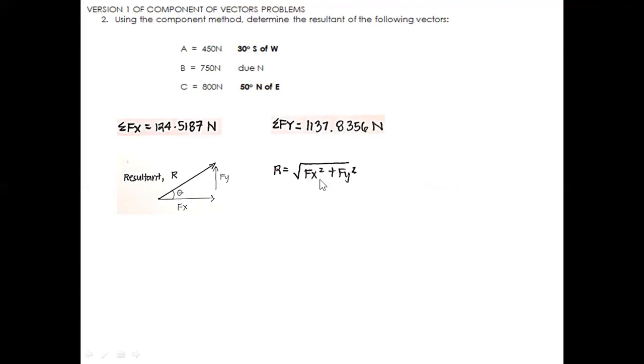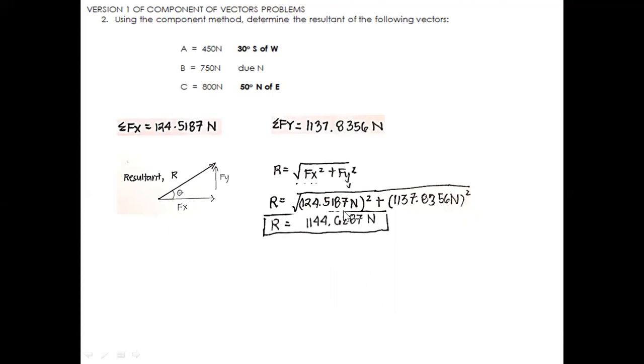So to determine our R, let's apply the Pythagorean theorem. R is equal to the square root of Fx squared plus Fy squared. Substituting the values, the summation of Fx is 124.5187 newtons quantity squared plus the summation of vertical components at 1,137.8356 newtons quantity squared, all inside a square root, gives us a value of 1,144.6287 newtons.